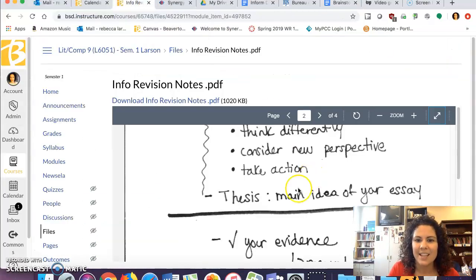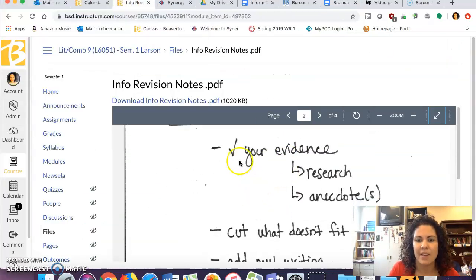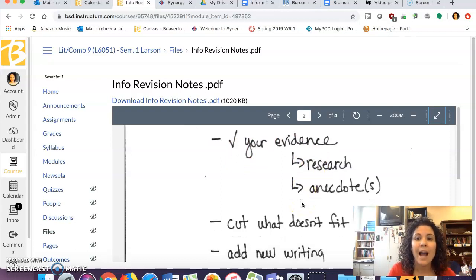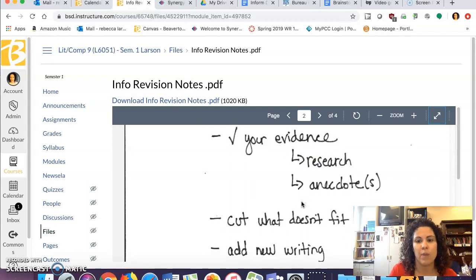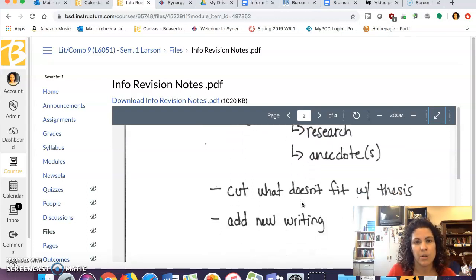But now that I did that, I need to check my evidence. I need to go through my draft and see, does this now fit now that I know I'm talking about this topic, or do I need to cut it? So I'm going to look at both my research and my anecdotes and my thinking. I should probably add that here. So I'm going to cut out what doesn't fit, even if it's good writing. And I know that's really hard for some students, but you want to cut out what doesn't fit. And then once you have that, you might see that there's some holes in your writing. You want to add new writing to make it all cohesive.